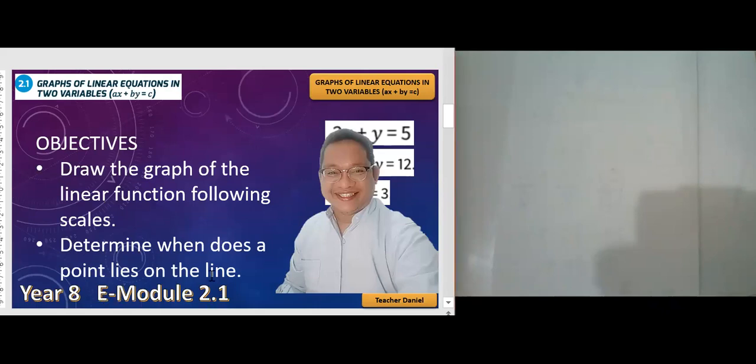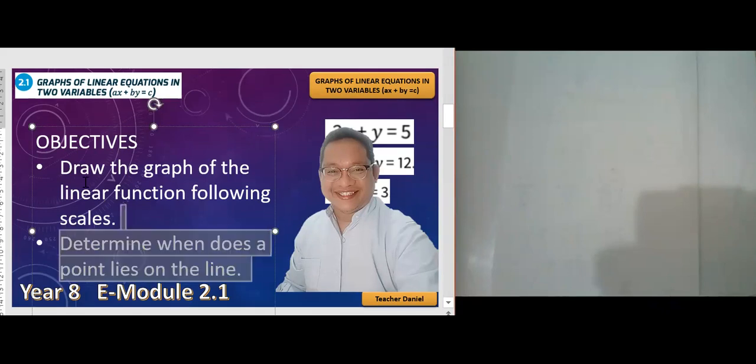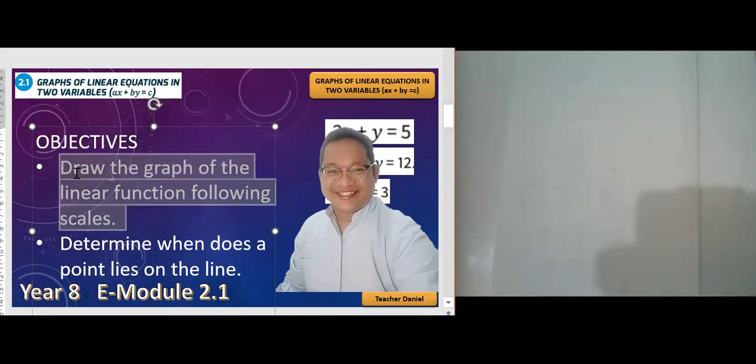In this module, we're going to learn how to draw the graph of a linear function following certain scales and determine when a point lies on the line. In the first video, we learned how to transform this kind of function into y = mx + c.